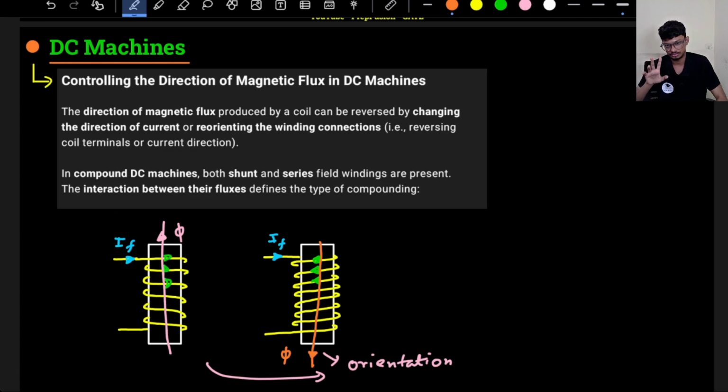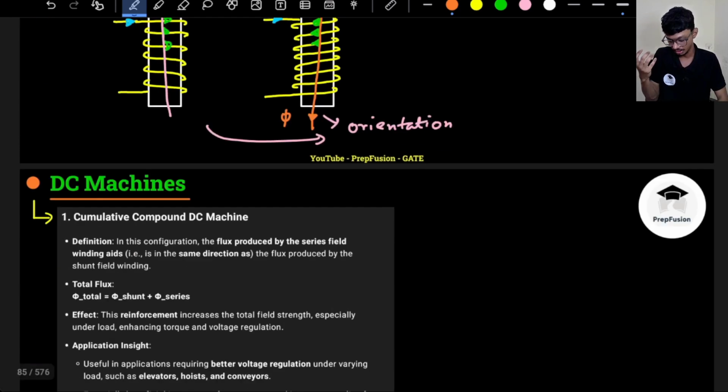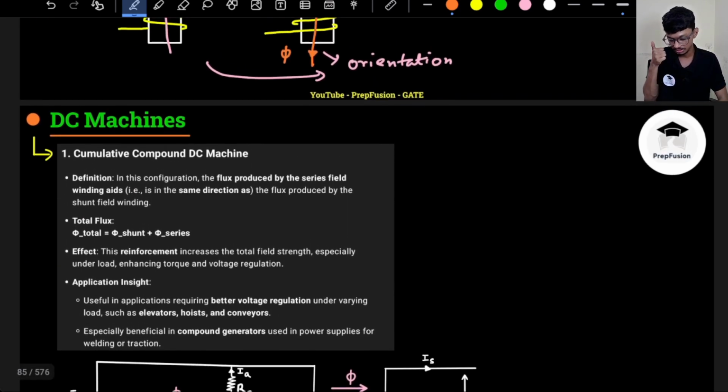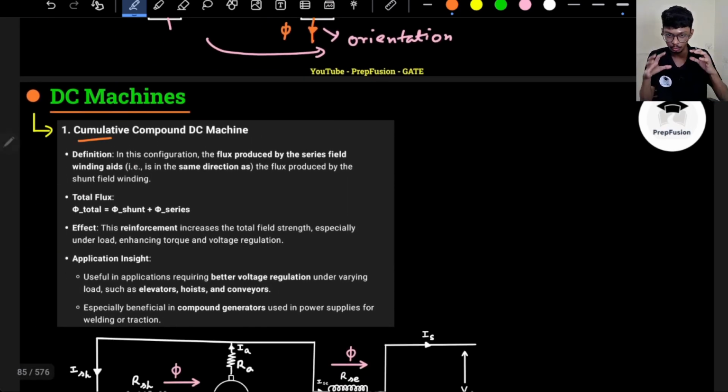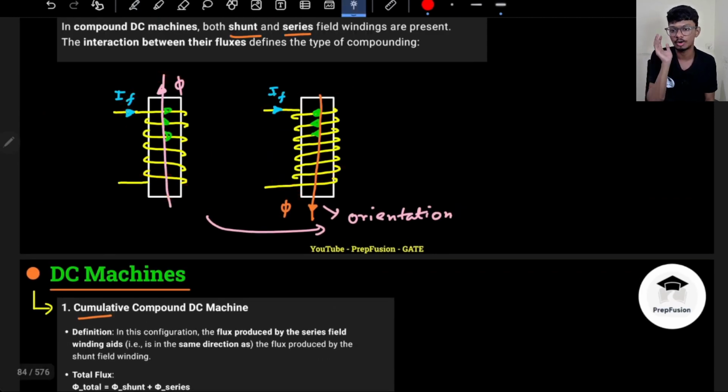So this is what we will do. For the shunt field winding and the series field winding, we will change the orientation so that in one case both field fluxes support each other, and in the other case they are differential. From this we can further derive our compound DC machines, and that one will be cumulative. Cumulative means both the fluxes are aiding each other. So total flux will be flux in the shunt plus flux in the series. It all depends on how I orient the windings on the pole.